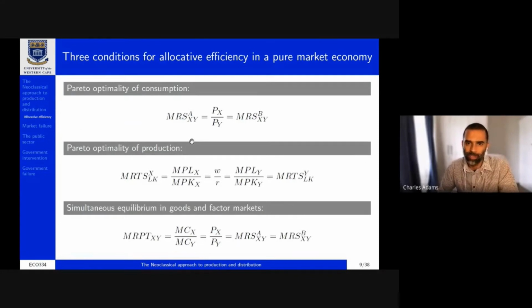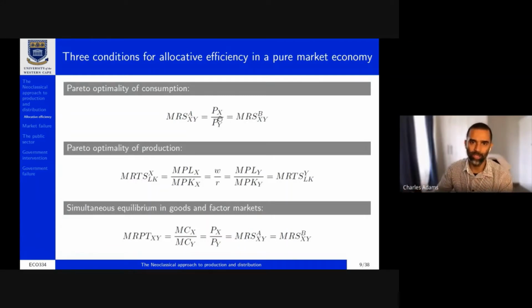And they optimize that. They reach this condition specifically through exchange, through trade. Then the second condition for allocative efficiency is Pareto optimality in production. So this is a similar condition.